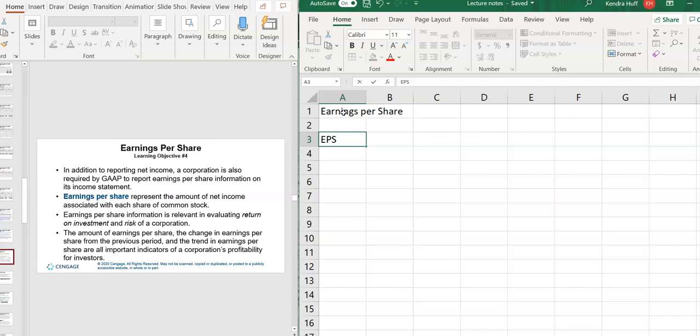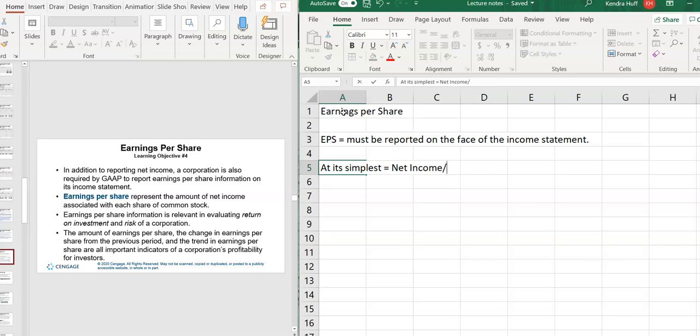All right, EPS, which is earnings per share, must be reported on the face of the income statement. The income statement is not complete without it. Basically, at its simplest, which we're not going to stop with, it equals net income divided by the number of shares of common stock outstanding. That's at its very simplest, and of course, we're going to make it more than just that.